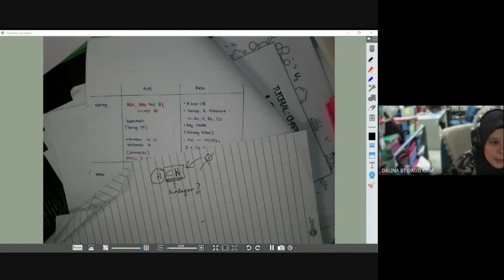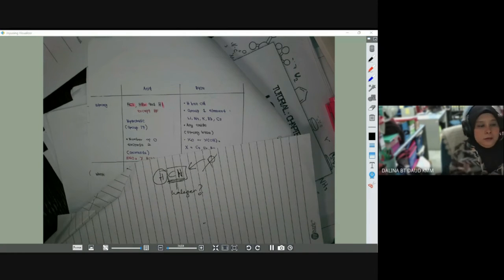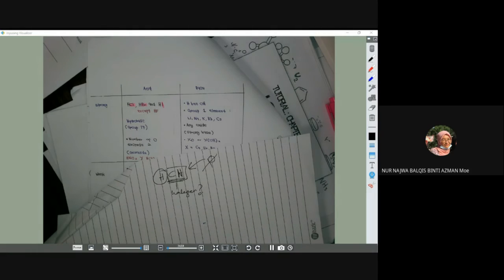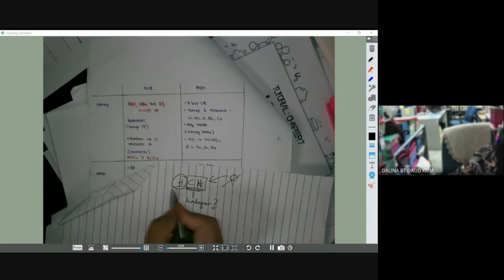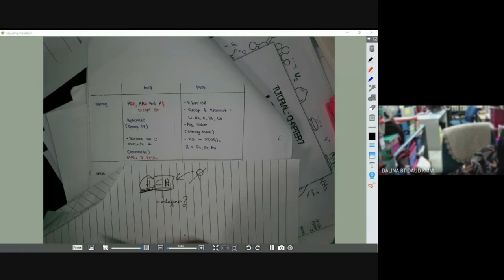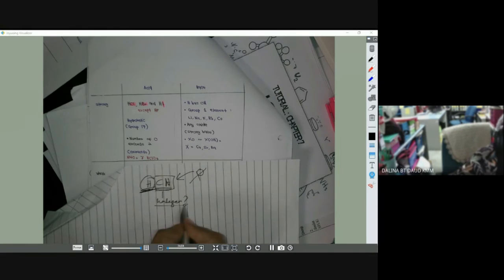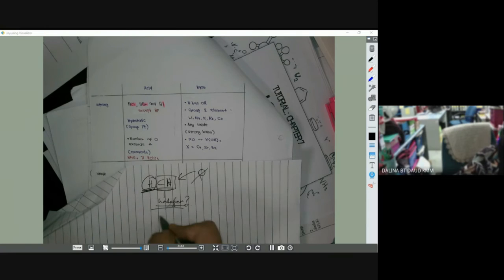Okay. Yang lain faham tak ni? Najwa Balkis? Faham. Okay. You tengok H ni automatic lah dia acid. Kita tahu dia acid. Cuma kita nak justify dia tu strong ke weak. Kita tengok. Pertama dia halogen tak? Tak. Okay. Dia ada O tak? Tak. So automatic dia weak.